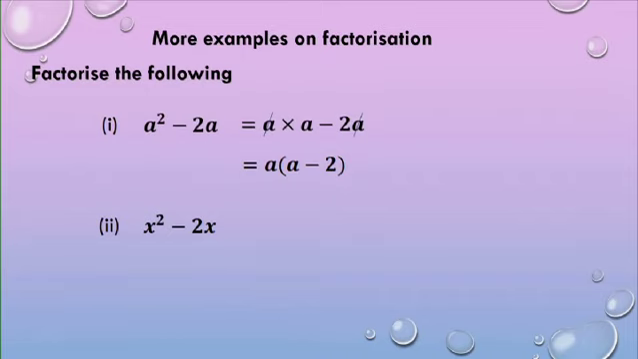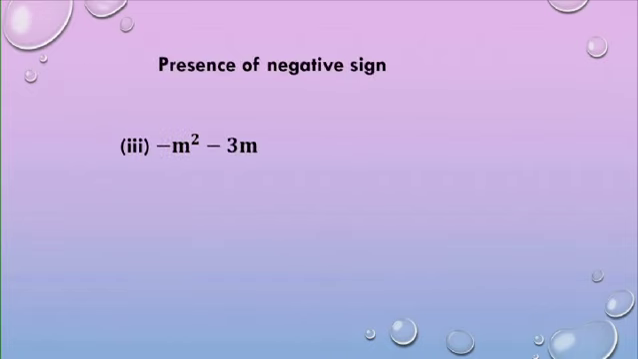X squared minus 2x. X squared is x times x. Then we have minus 2x. The common factor here is x. So the answer is x into x minus 2. If you have a negative sign, as I've told you, the sign inside the bracket will change.